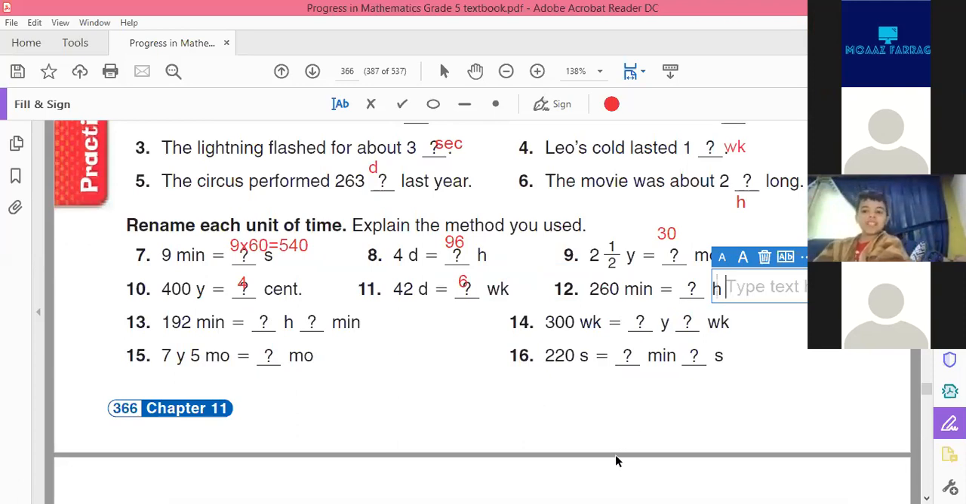Okay. 260 divided by 60. Wait, let me calculate. 4.5 hours, maybe. Not 4.5. 4.25. No, 4 and 1/3. 4 and the remainder is 20. Yes, the remainder is 20.